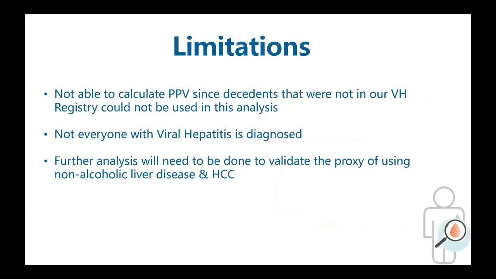Some of the limitations that we face included not being able to calculate the positive predictive values, since decedents that were not in our viral hepatitis registry could not be used in this analysis. We also knew that not everyone with viral hepatitis is diagnosed and in our registry, and further analysis will be needed to validate the proxy of using non-alcoholic liver disease and hepatocellular carcinoma as a proxy. Next slide, please.